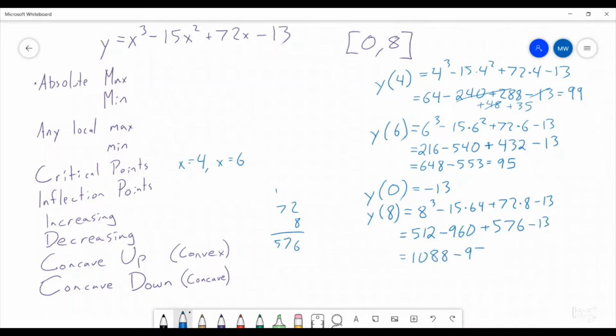Minus 73, which is 100 and something. That's 115. Yep, okay. So the absolute maximum is the biggest of these numbers. So biggest of 99, 95, negative 13, and 115. So the absolute maximum value is 115, which happens at the point (8, 115).